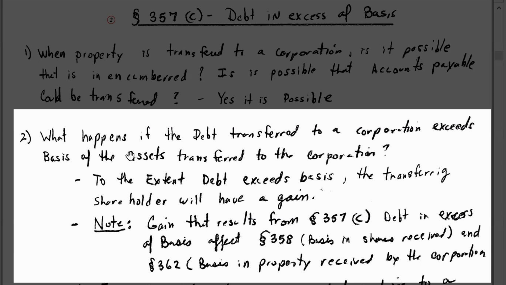Okay. So what does 2 say, Sam? What happens if the debt transferred to a corporation exceeds basis of the assets transferred to the corporation? To the extent debt exceeds basis, the transferring shareholder will have a gain. Note, gain that results from 357C, debt in excess of basis, affects 358, basis in shares received, and 362, basis in property received by the corporation.